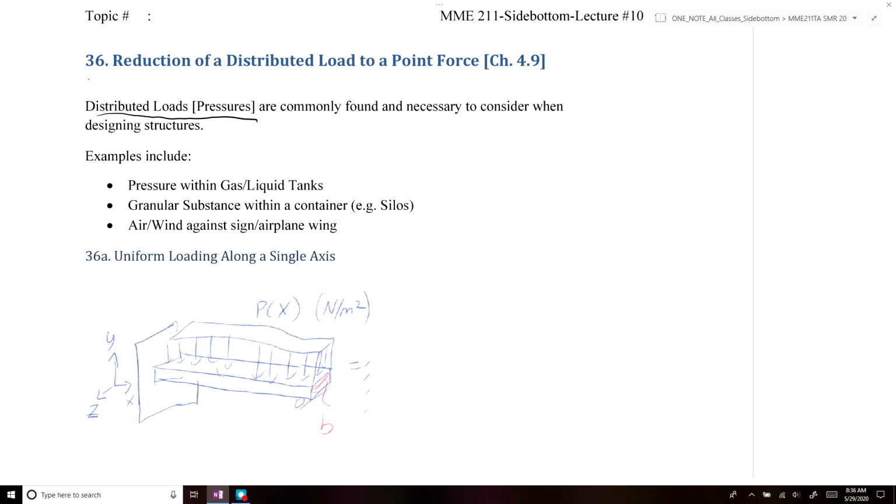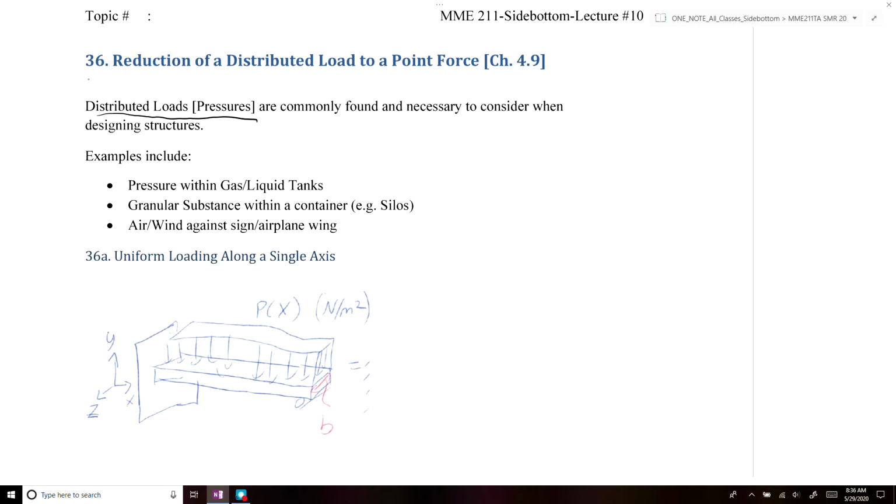Some examples would be the load created by pressure within a gas or a liquid tank, the pressure caused within a silo for a granular substance like salt or sand or wheat. Another example would be the air or wind that causes a force, the drag forces that would go against a sign or an airplane wing.